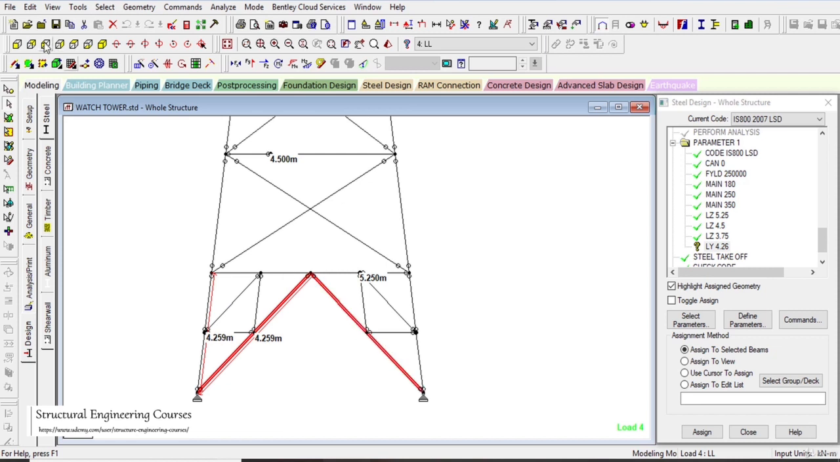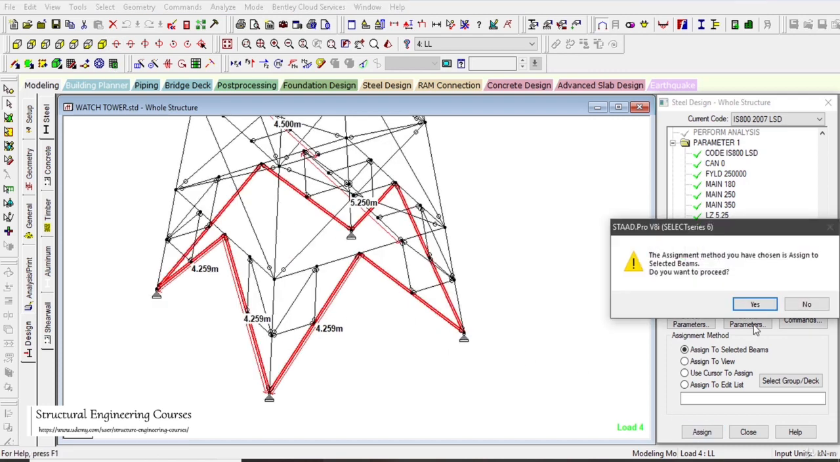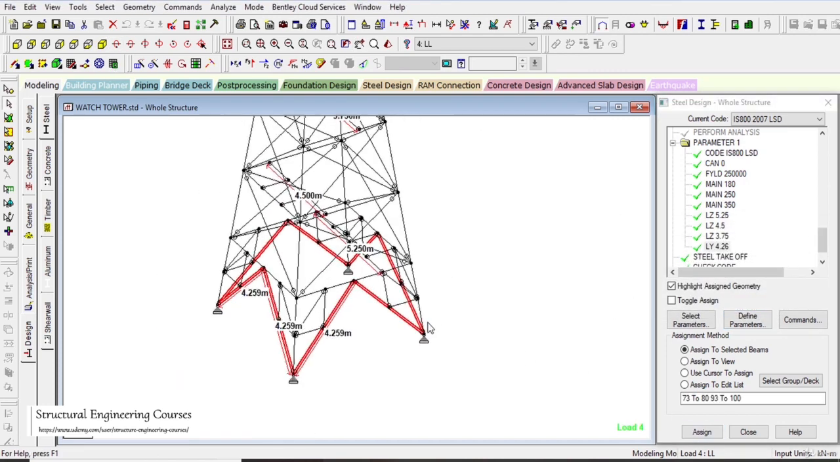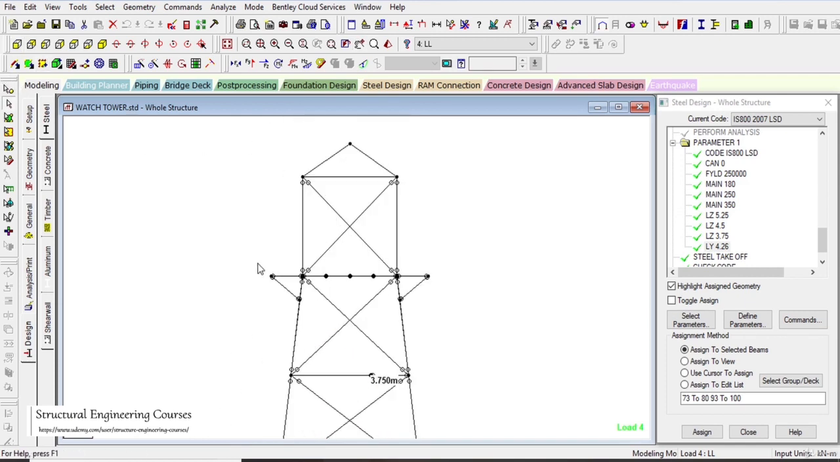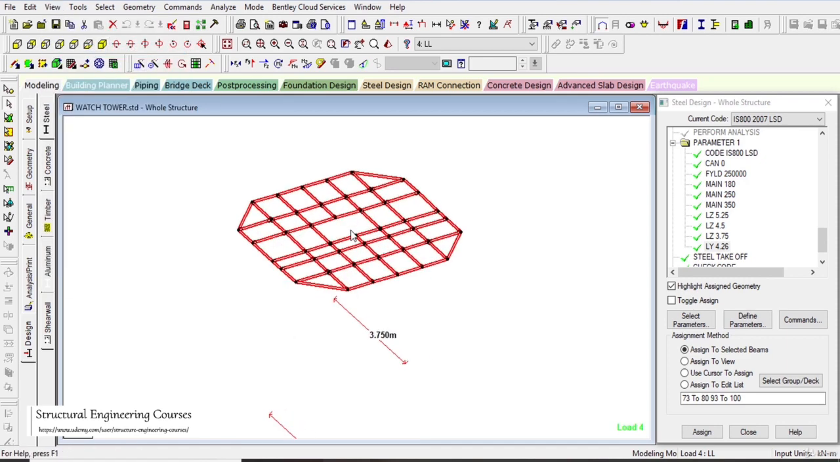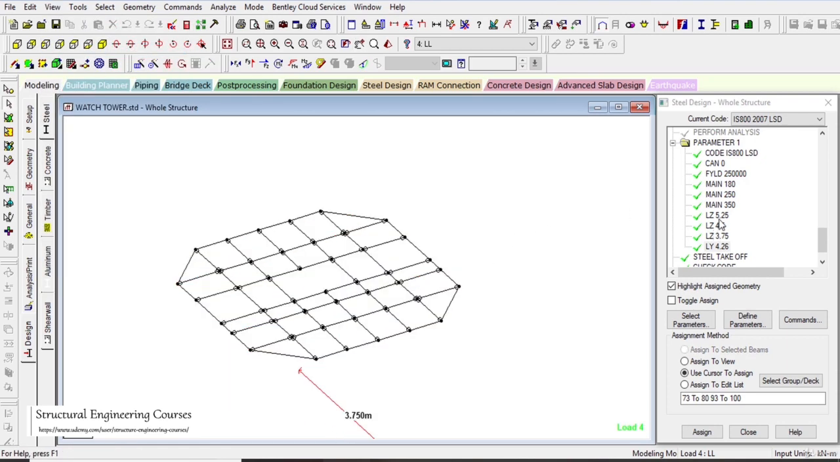People are very much confused about how we can use the LY and LZ commands. So this is the perfect example where we can easily understand where exactly we should use the LY command and where exactly we should use the LZ command. In addition, we have not assigned any LY and LZ to the members on the top.